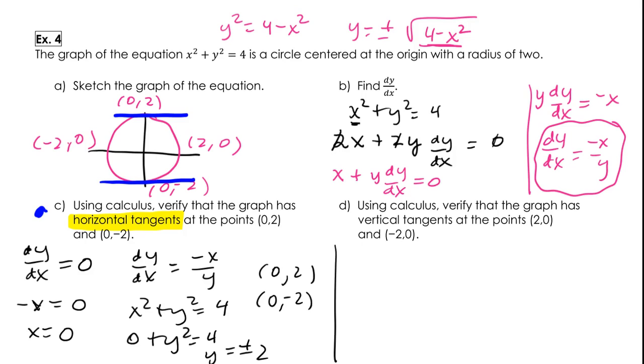Now they're saying, hey, we're not done. We have to verify more. Now you want vertical tangents. Well, what's a vertical tangent? A vertical tangent is when dy/dx does not exist. And when will dy/dx not exist? Go ahead and look at your equation. It's when y is 0.